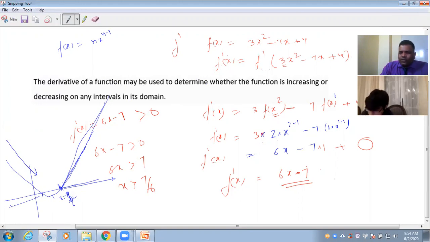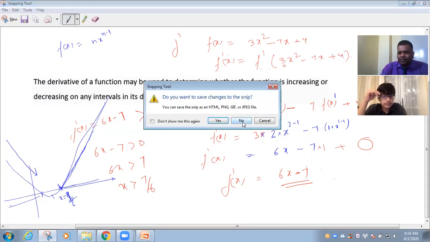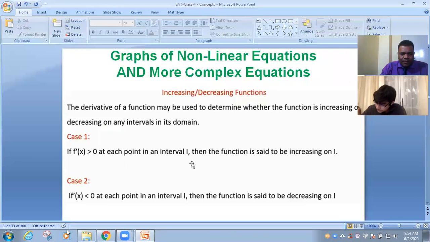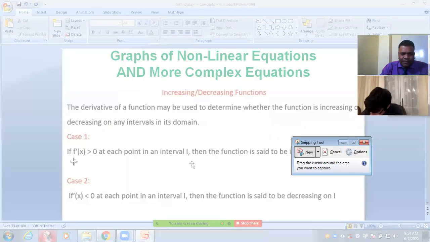Let me take 2-3 more examples of derivatives, so that I'm sure you are clear with the concept. Derivative is a big concept. You'll find calculus and derivatives in the complete intermediate course, but here I'm taking just a very small chunk of that.